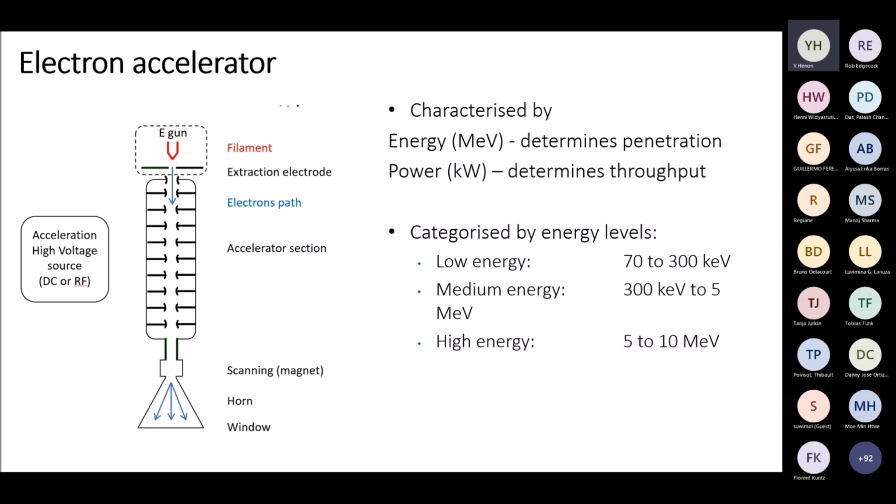So electron accelerators are characterized by their energy, and it's the energy that will determine the penetration inside the product, and their power. The power is the characteristic that will determine the throughput, how fast you can process products at a given dose. Traditionally, they are also categorized by their energy level, more or less arbitrarily, between low energy, medium energy, and high energy.